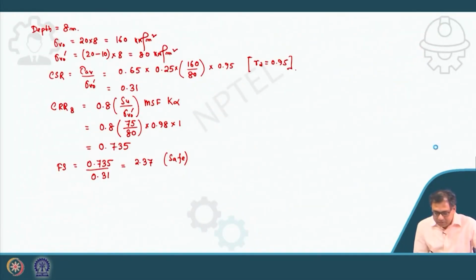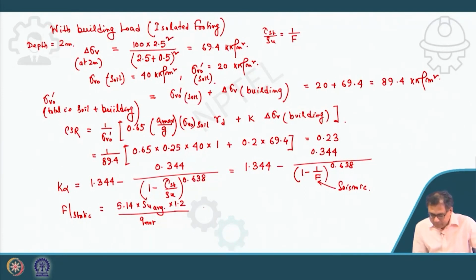Now I will use SU average here. So 5.14 into 42.25 into 1.2 divided by Q net. How much stress is acting at the base of the foundation? That is 100 kPa.